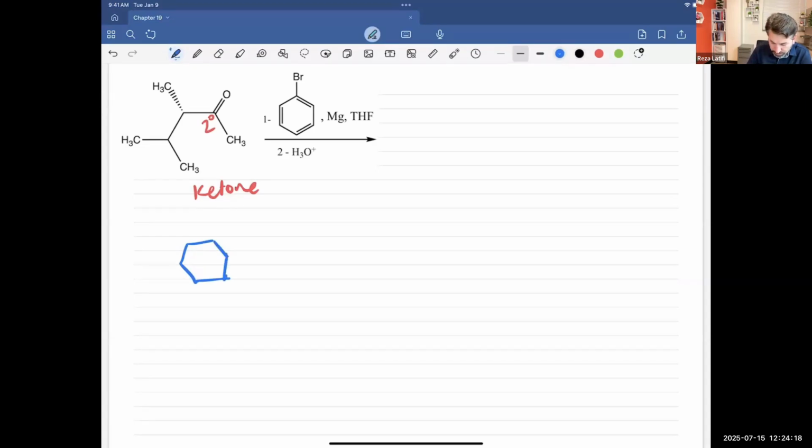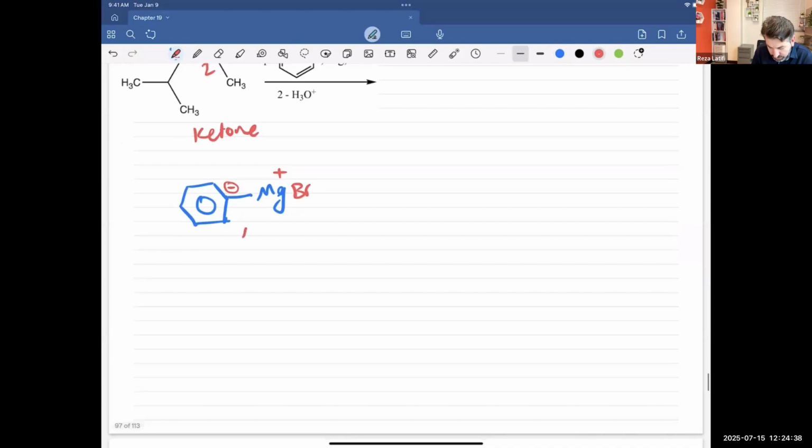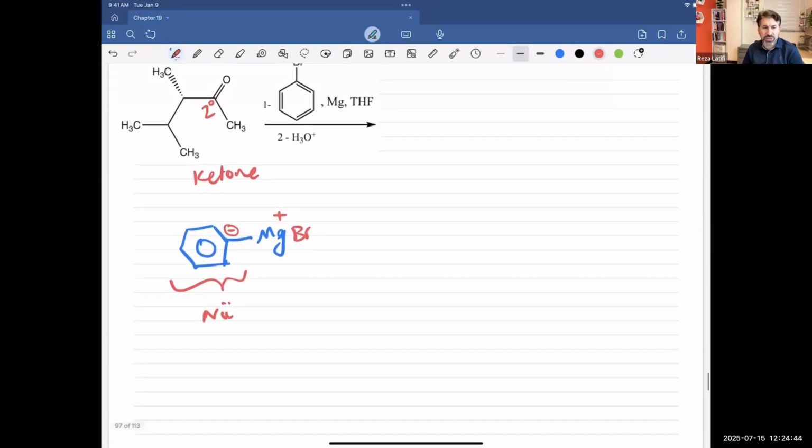Just simply put Mg between Br and the ring. So I'm going to put Mg here. Now I will attach the Br to it. This one will be a plus. Okay. And so that means this ring is going to have a negative charge. Now, this one will be my nucleophile, and it will attack any carbonyl group, whether it's an aldehyde or a ketone.